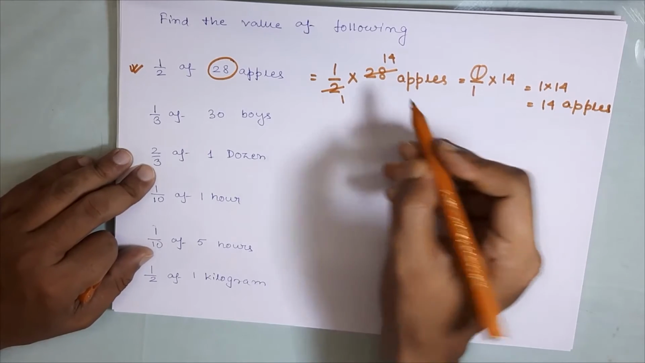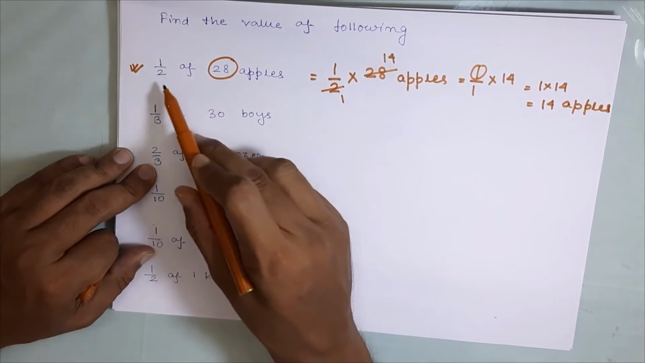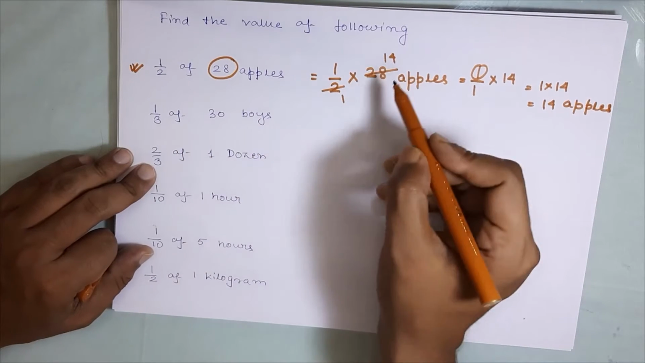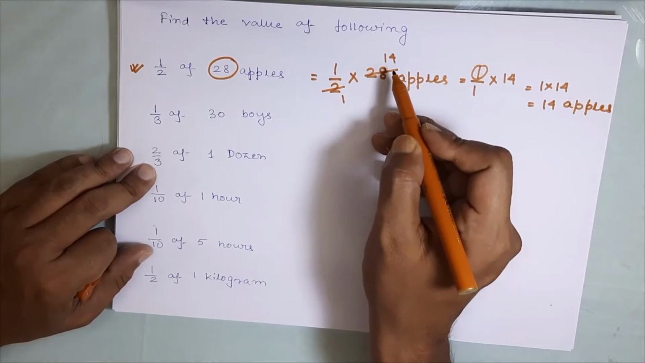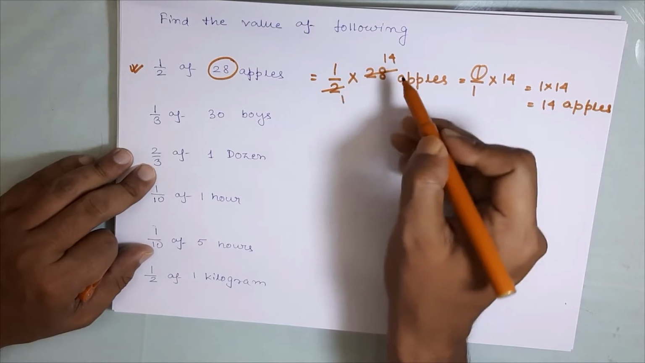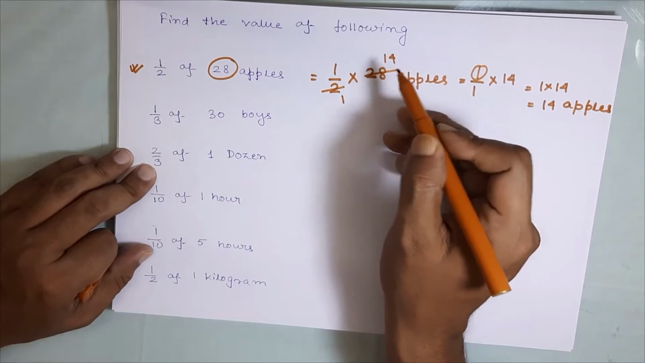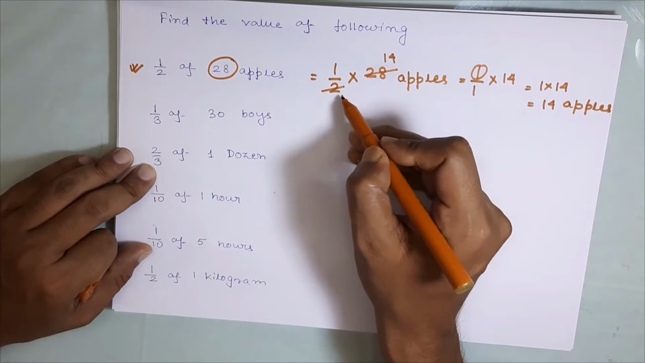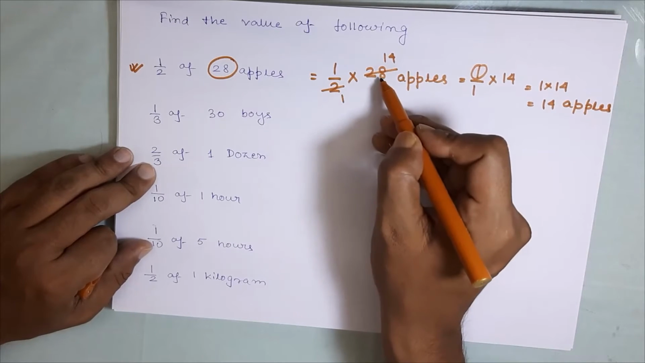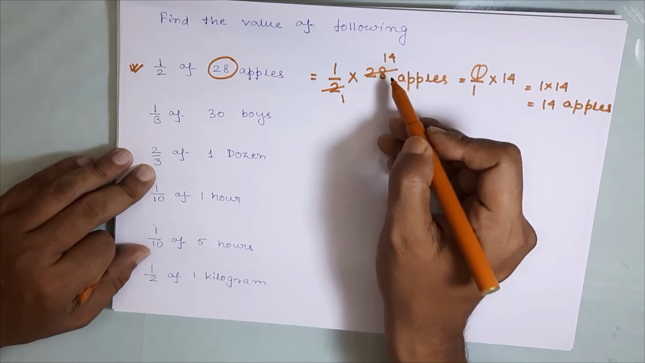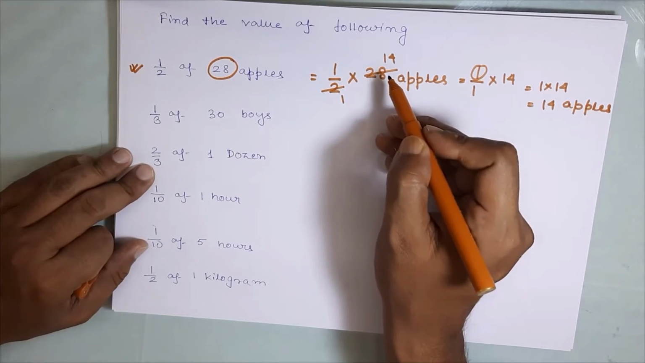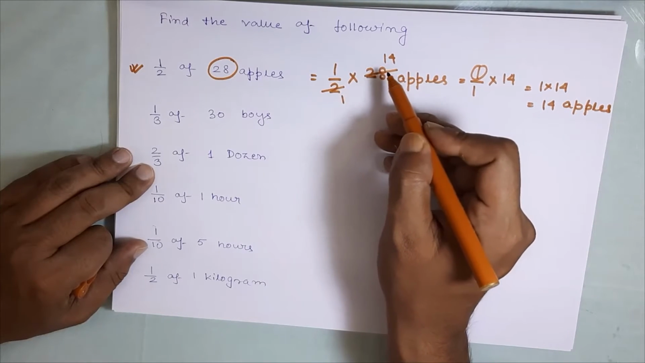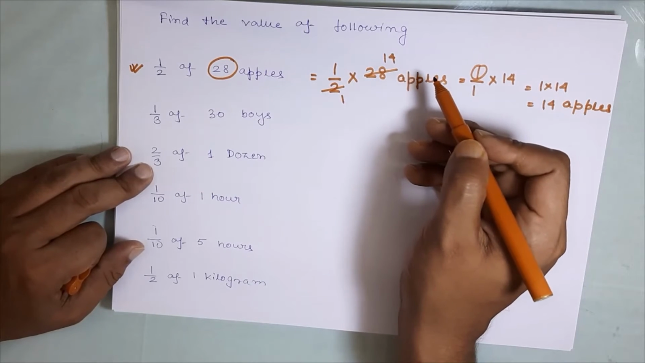So we simply do a multiplication. Half of 28, so we multiply 1 by 2 into 28. And how do we do it? We divide the denominator and the whole by the same number through which both are divisible. Here the denominator is 2, 2 is divisible by 2 and 28 is also divisible by 2. Please keep in mind that we have to use the same number for dividing the denominator and the whole, which is 28 apples out here.